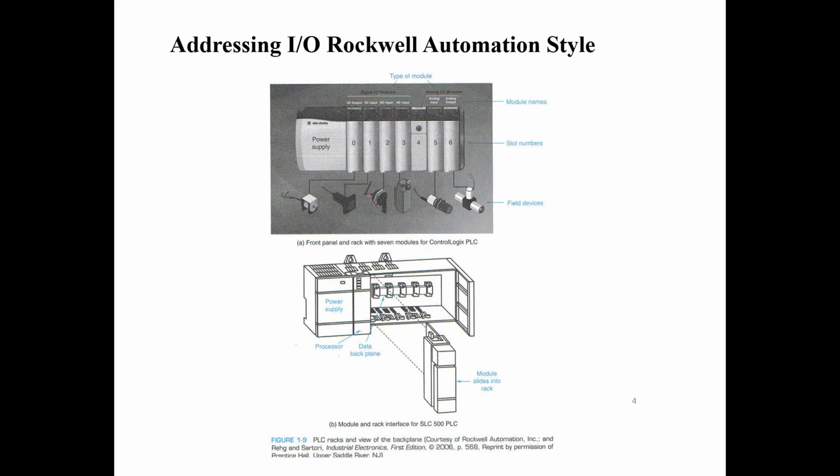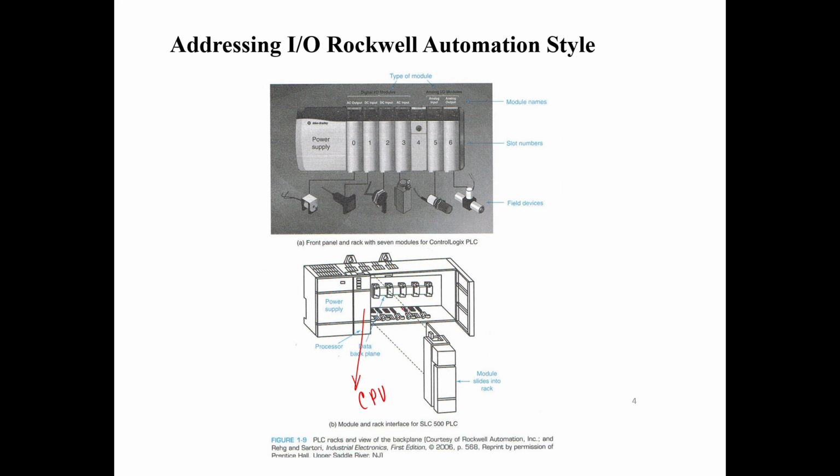Now, in Rockwell Automation, the PLC system mostly looks like an expandable PLC system. You have a power supply and a controller unit, and then you have expandable slots. This is the data backplane where you can slot in the IO module. You can see the module slots into the rack, and it will be connected to the power supply as well as a processor. This is the processor unit, the CPU unit.